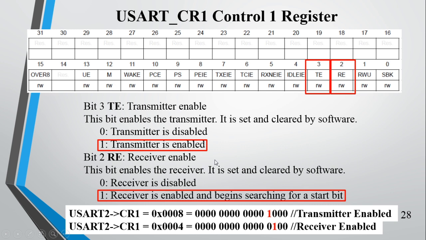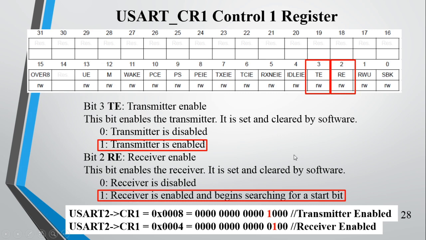If you are performing transmission, you need to enable the TE bit by writing 1 to this bit. If you are writing 1, the transmitter will be enabled. If you are writing 1 in the second bit, the receiver will be enabled, and it will start searching for the start bit. So if you are using the transmitter, you will be writing UART2 control register equal to 0008.